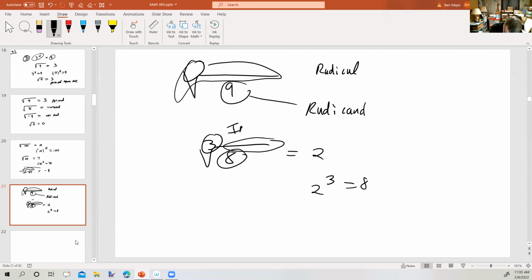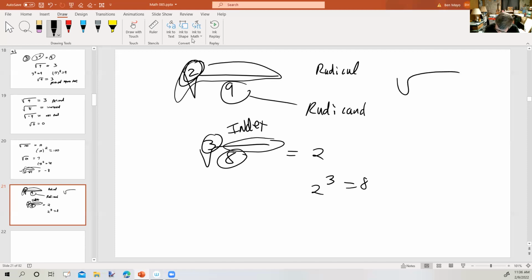This number is known as the index. It tells us which root is being taken. When there's no number written in the index, it's an implied 2. Since square roots are the most common roots, mathematicians said, let's be efficient, and we just won't put an index if it's a 2.